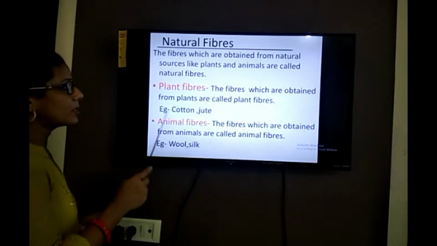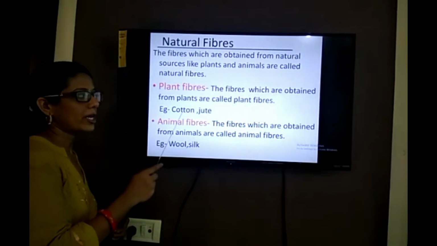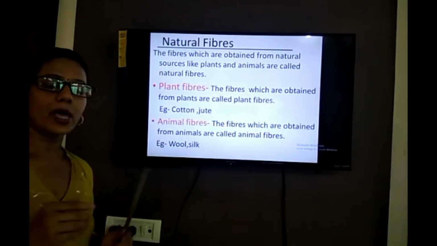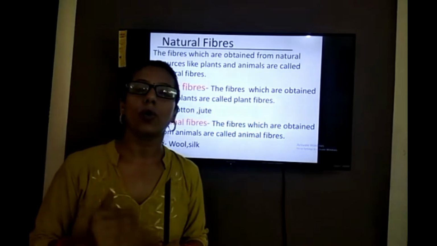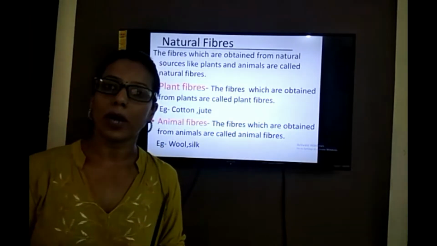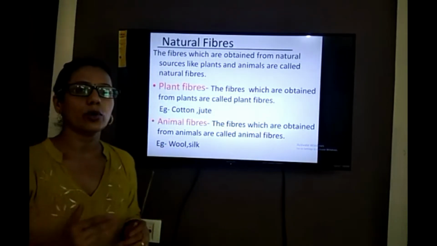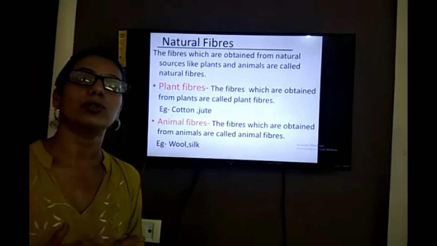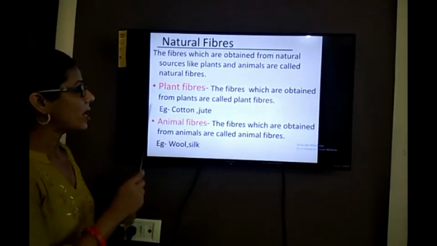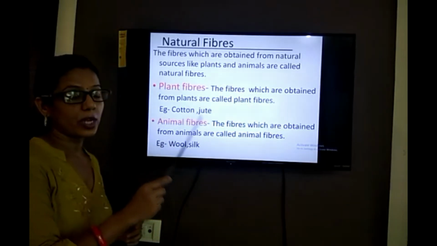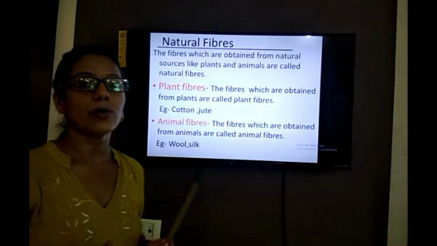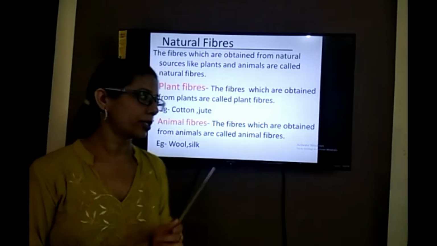Some examples of plant fibers are cotton and jute. Cotton fiber is obtained from the cotton boll of the cotton plant, and jute fiber is obtained from the stem of the jute plant. So plant fibers are natural fibers because these are obtained from natural sources.